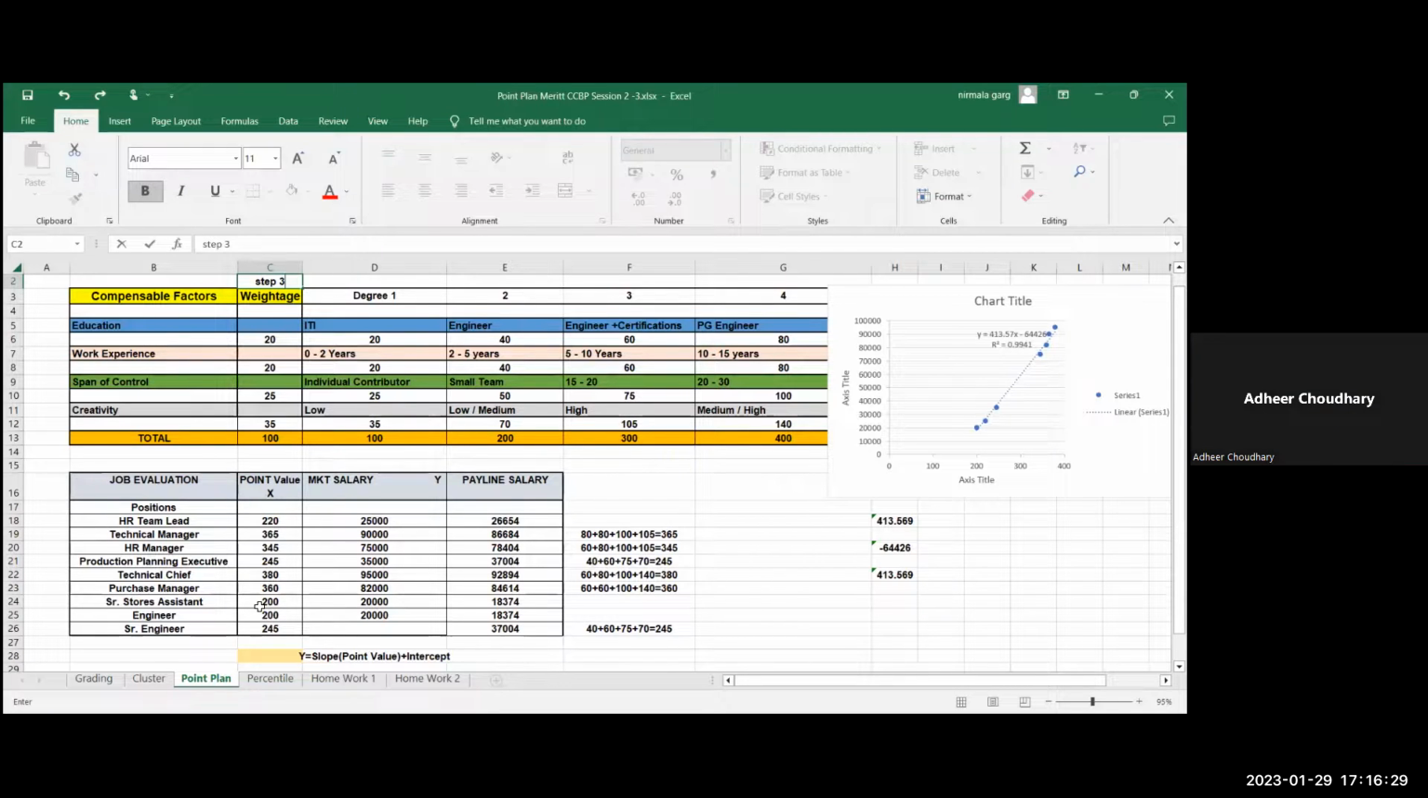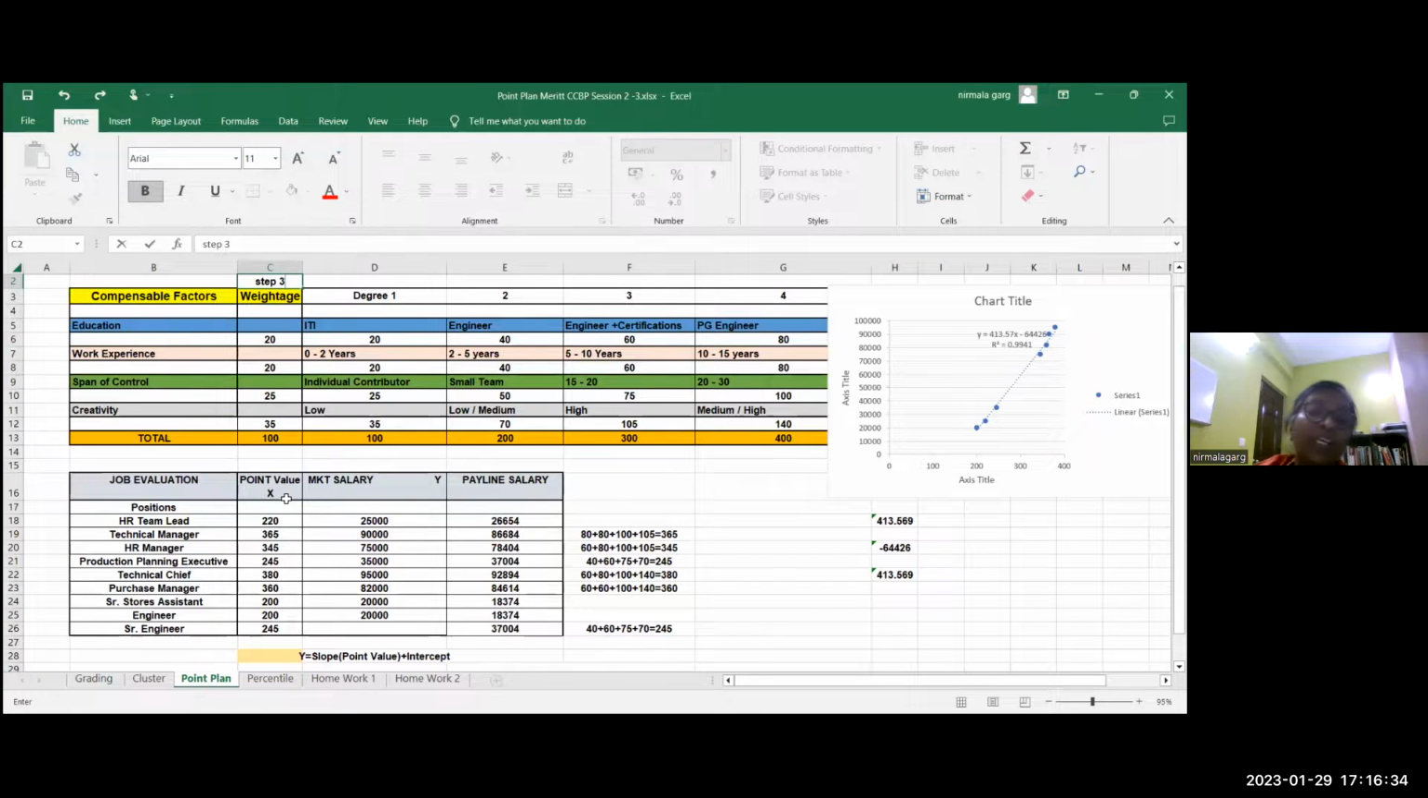Yeah. So after having evaluated and arrived at point values like this, what you do now is use a statistical tool called regression. Why? You want to predict the salary. What salary should I pay for these positions? One, you have done the job evaluation. The outcome of the job evaluation is this point value. Now you have to get market data and then predict the salary. So how will you do that? Now we are going to do regression.